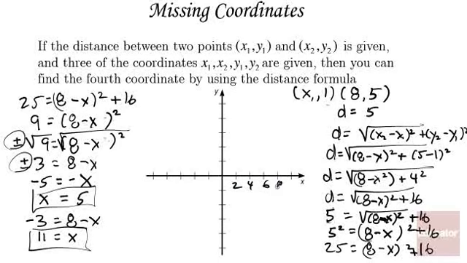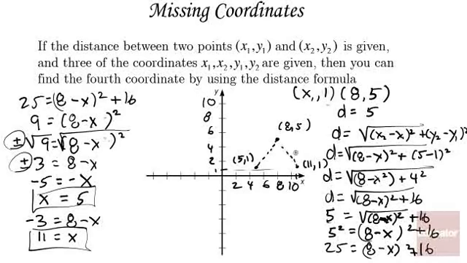2, 4, 6, 8, 10. So coordinate 8, 5, right here. My second coordinate is at y equals 1, and it's saying that x can either equal 5, so if x equals 5 and y equals 1, I'm going to have a point right here, and then I'm going to have a second point over here at x equals 11, y equals 1.